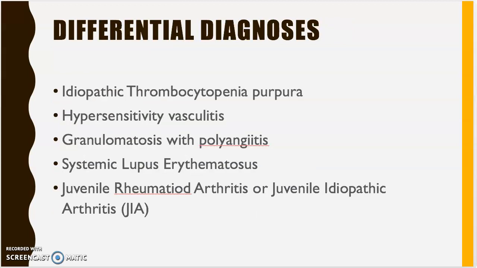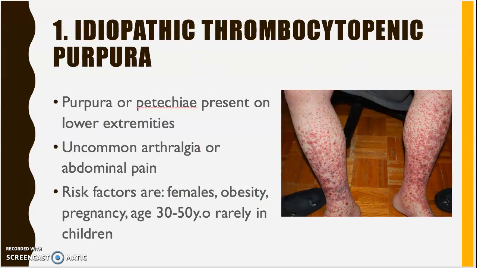Here are some of my differential diagnoses. The first one is idiopathic thrombocytopenic purpura. The clinical presentation is very similar, with a rash that is petechiae along with purpura. Purpura, ecchymosis, and menorrhagia are also seen in most patients with this condition. But both arthralgia and abdominal pain are very uncommon signs.